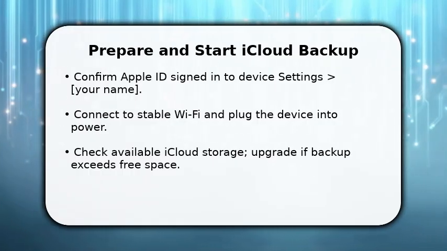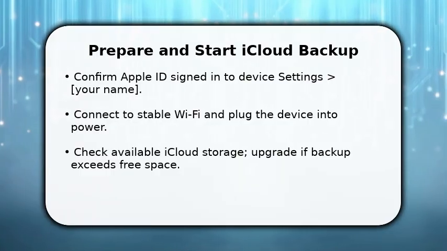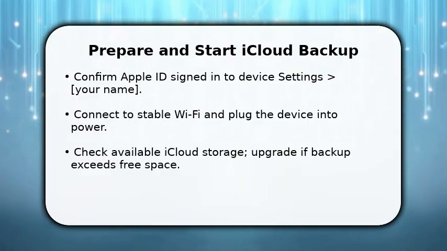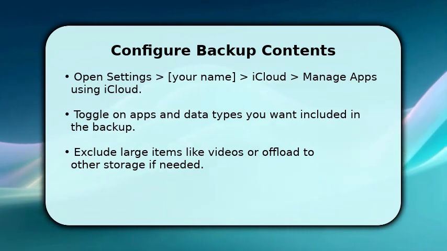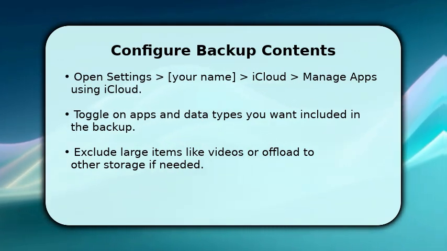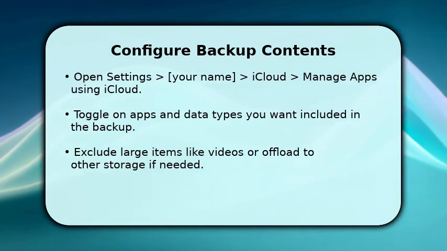Now go to Settings, tap your name, then iCloud to access backup options and move directly into enabling iCloud backup. You need to decide what to include so backups are efficient and meaningful. First, go to iCloud settings and review app-by-app toggles. Enable only the apps whose data you truly need.